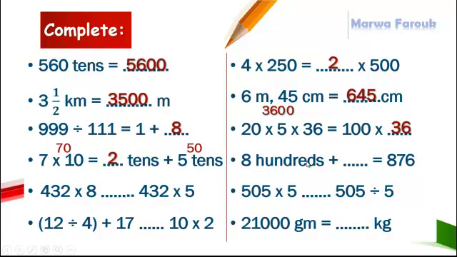Next one, 800 plus what equal 876? 800 is already written here. So what's left? 76. So I'm going to write 76 here.